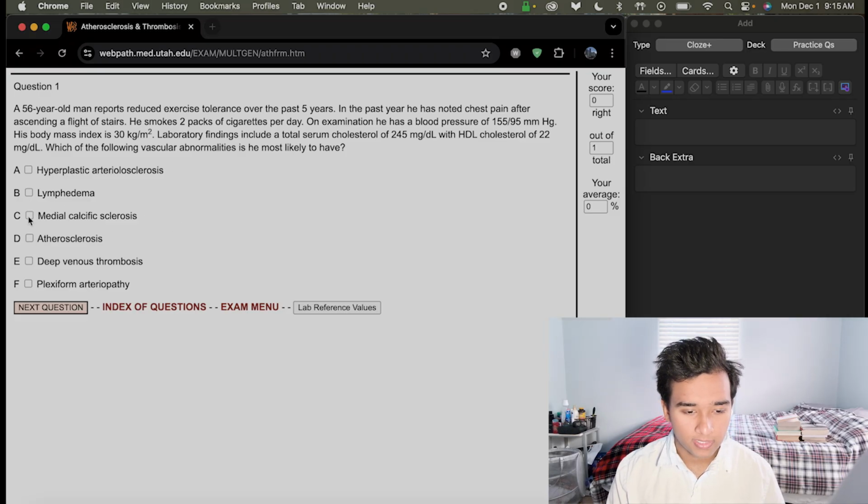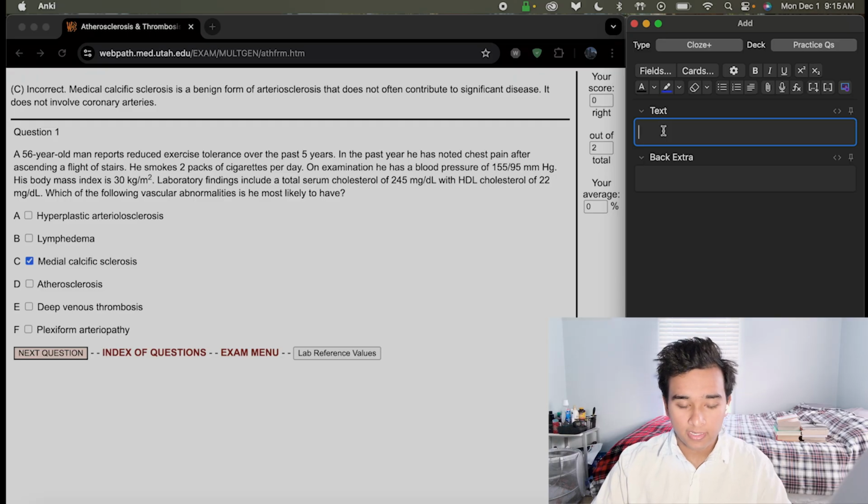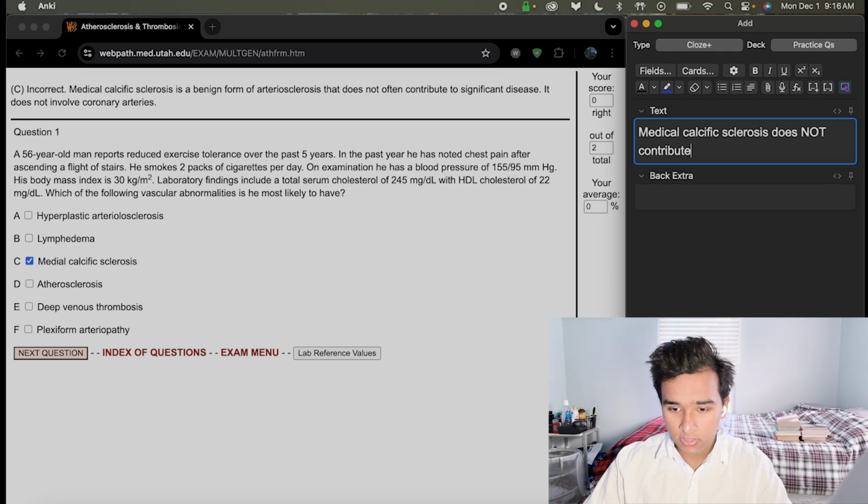I click on that. Ooh, that's incorrect, because that is a benign form of arteriosclerosis and does not contribute to significant disease. So because I thought medial calcific sclerosis was the right answer, I might write here, medial calcific sclerosis does not contribute to significant disease.